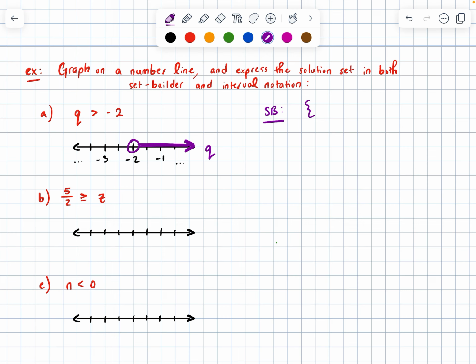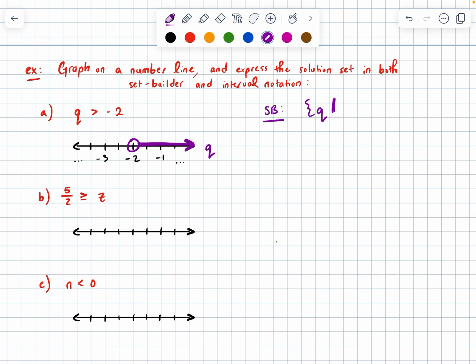For our set builder notation, I often abbreviate it as SB for set builder. Well, I'm interested in the set, indicated by my squiggle, of all values of q, such that my vertical bar, well, the criteria that I need to meet here is that q needs to be greater than -2. So again, my cheat code, I just slot my inequality right into my set builder.